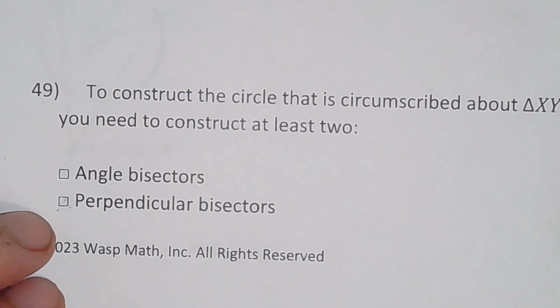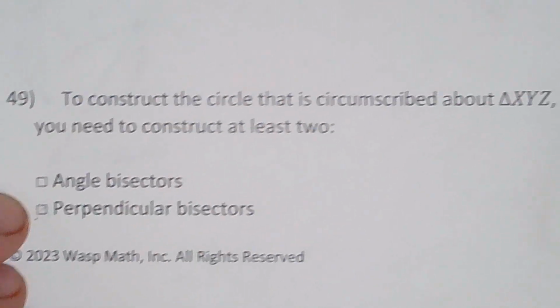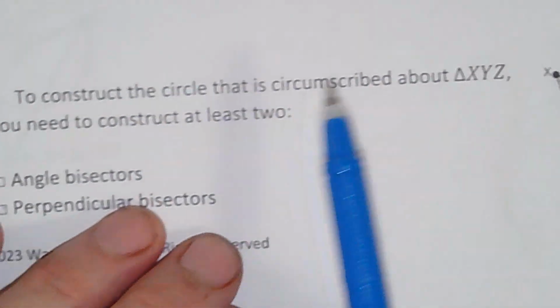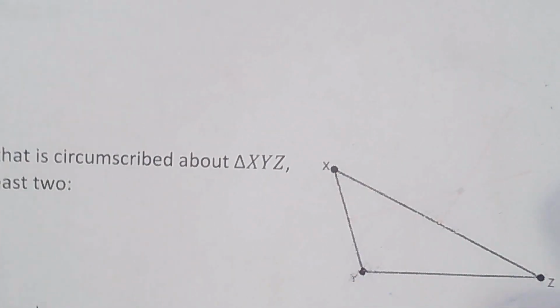This is EOC review with some circles. All right, so we have a construct circle that has these points of this triangle on the circumference. I mean, circumscribed. We need at least two. Well, let's show you how to do this first, and you can answer the question.